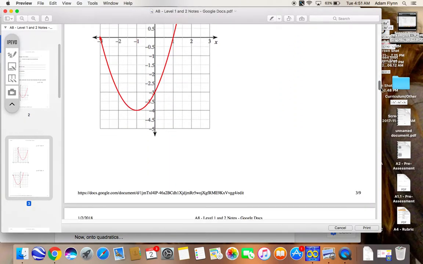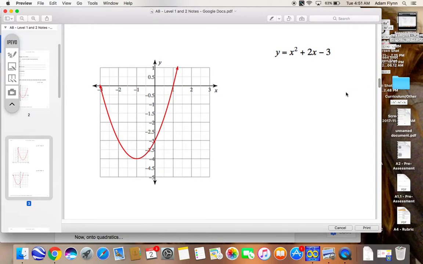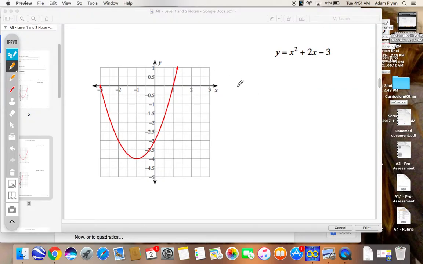Okay, last example. Let's do x-intercepts. So this function crosses the x-axis at 2 places, it appears. It crosses the x-axis at 1 and -3. You could also put 1, 0, -3, 0.